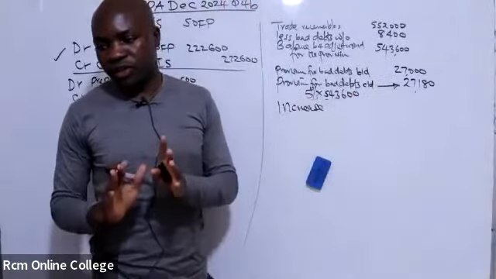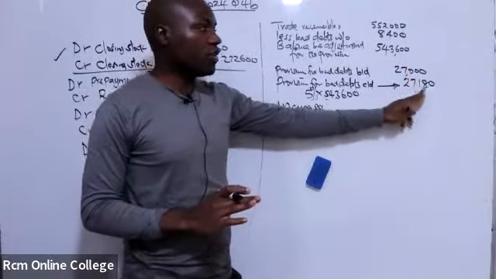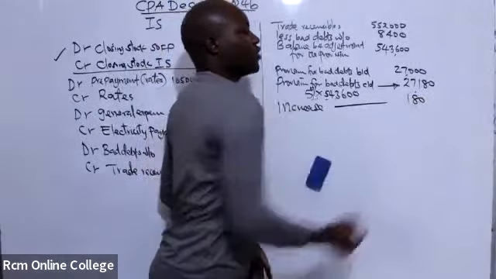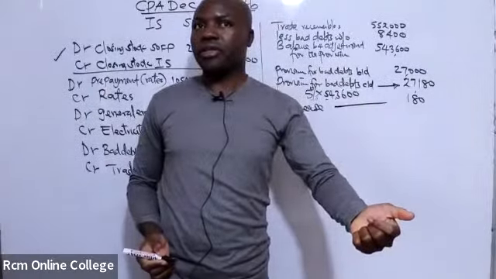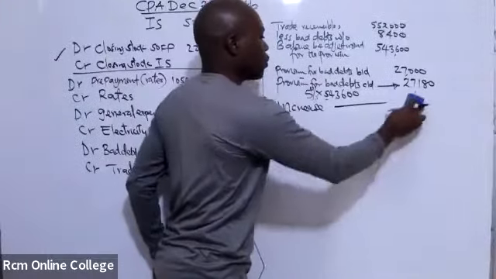Right? Is it making sense, Mercy? The extra amount we are adding here from 27,000 to 27,180, it means we have to spend an extra 180 shillings. So that 180 shillings becomes an expense. Right? It becomes an expense. Good. That is option 1.